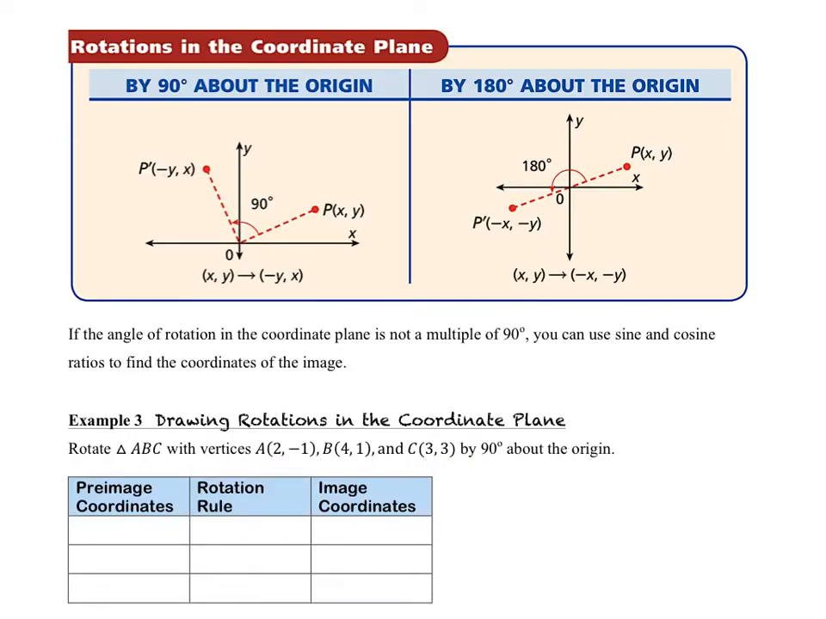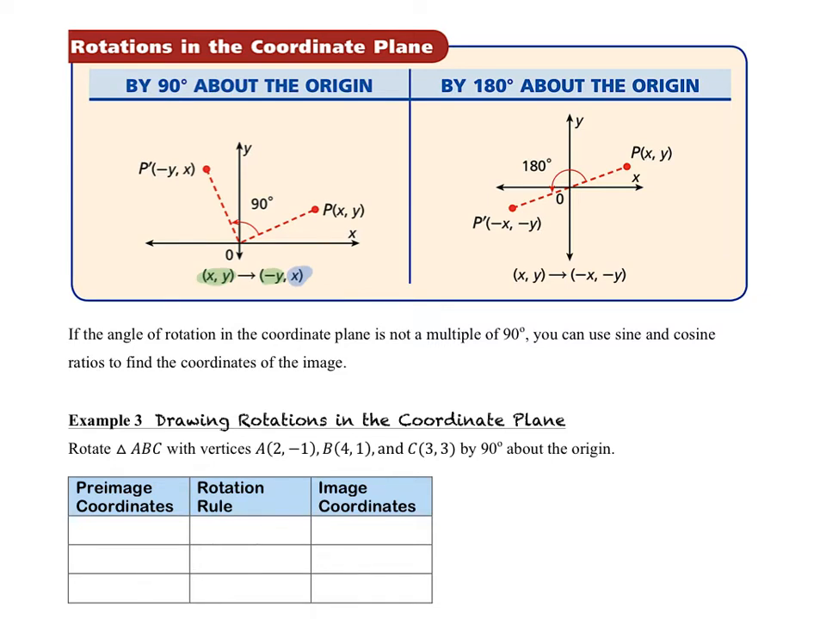When we have rotations in the coordinate plane, we have specific mapping rules that will be followed. If we are rotating by 90 degrees and we're using the origin as the center of rotation, then our mapping rule will be the new x-coordinate is going to be the opposite of the old y-coordinate. And the new y-coordinate is going to be the old x-coordinate.